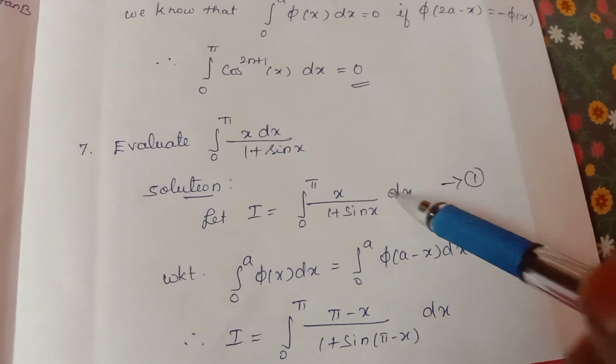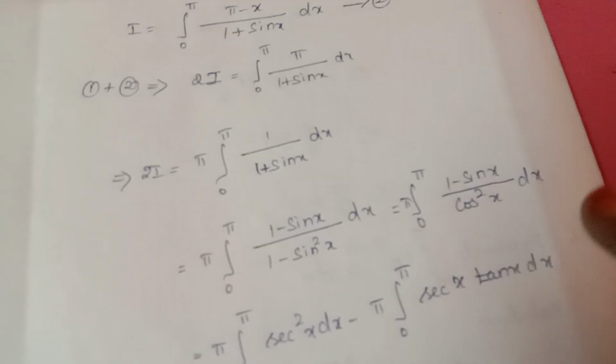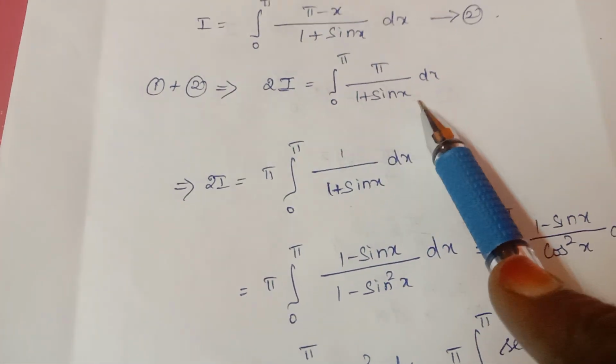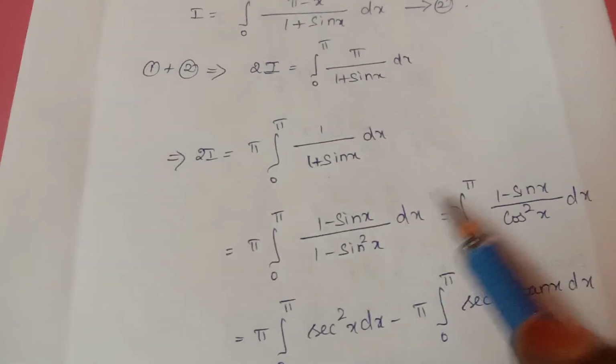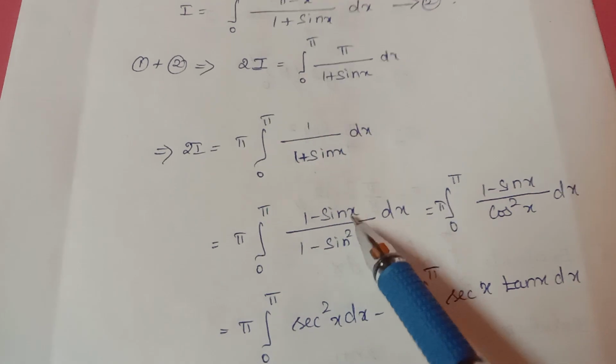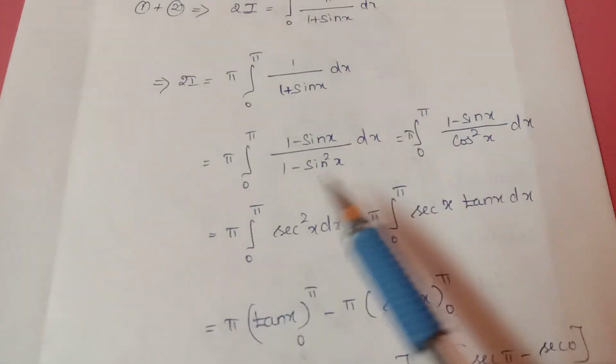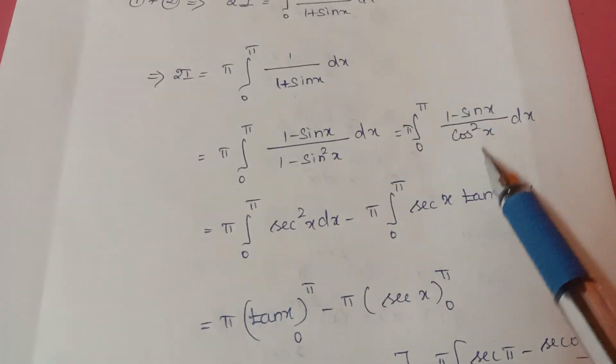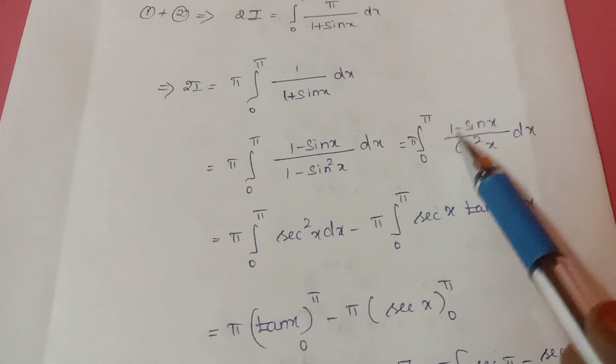Now you add these two, equations 1 and 2. So what will you get? 2I equals integral 0 to pi of pi by (1 plus sin x). Okay, right. Now you take the conjugate: multiply and divide by (1 minus sin x). It will be pi times (1 minus sin x) by (1 minus sin square x). This is cos square x, no? So (1 minus sin x) by cos square x. So split it into two terms.